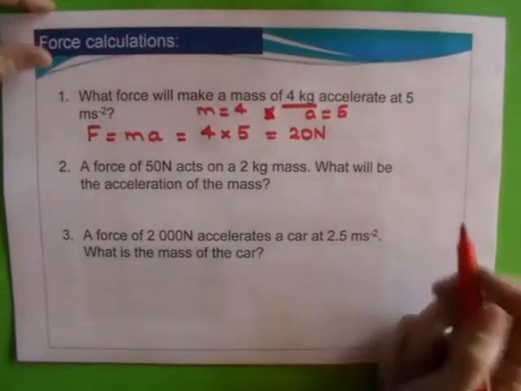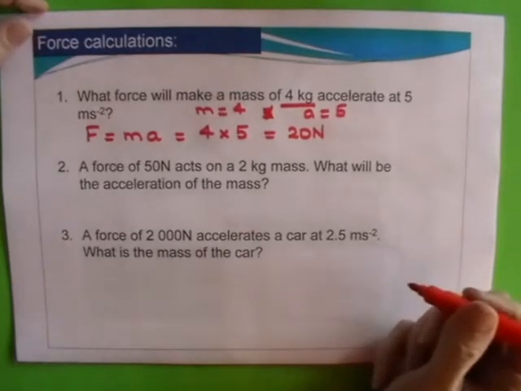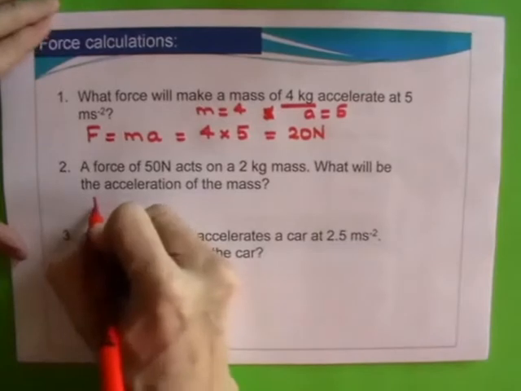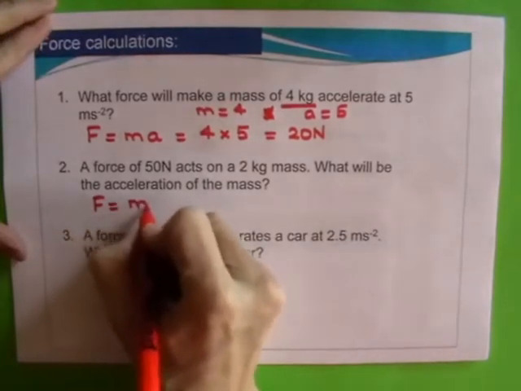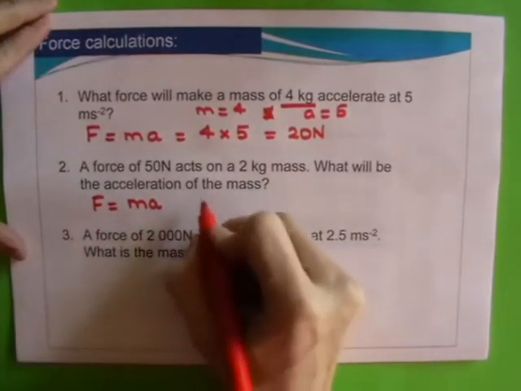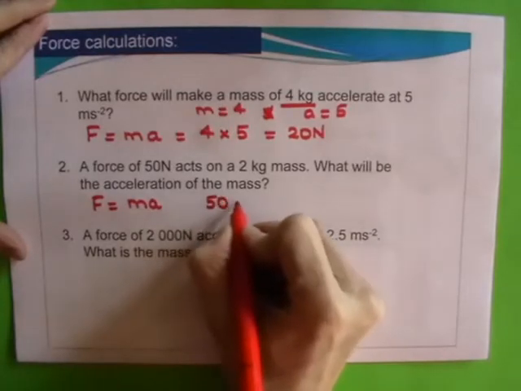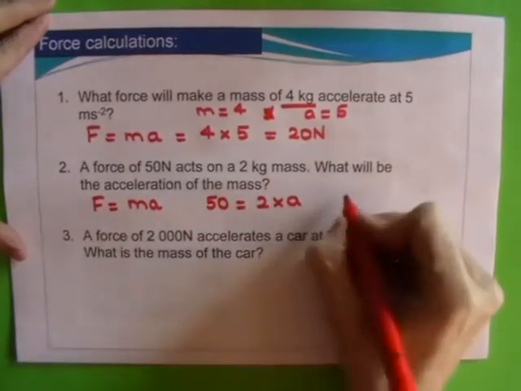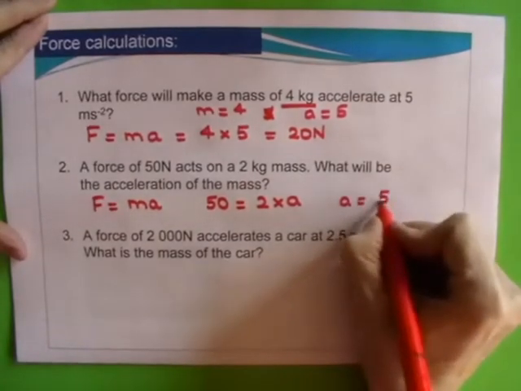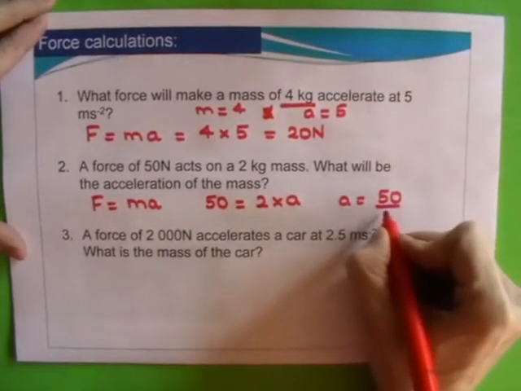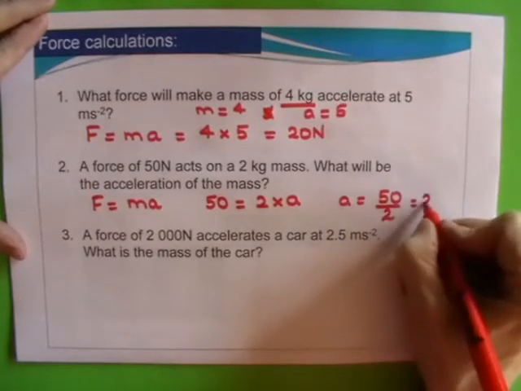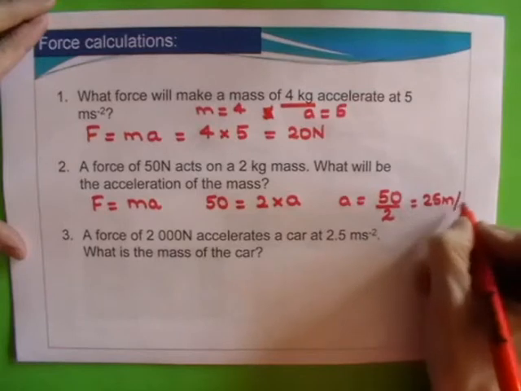Question 2, a force of 50 newtons acts on a 2 kilogram mass. What will be the acceleration of the mass? So again, we're using F equals ma, and F is equal to 50, mass is equal to 2 times a. So to find an answer to a, we must divide 50 by 2. And the answer is 25 meters per second squared.